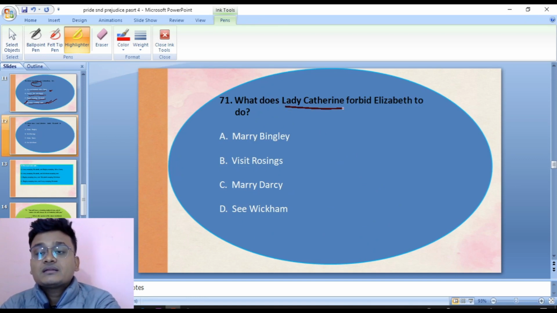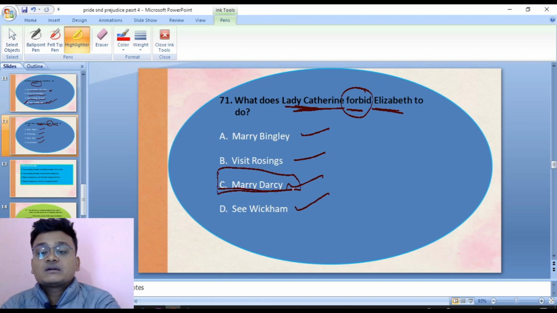Now move to question number 71. What does Lady Catherine forbid? What was Lady Catherine forbidding Elizabeth to do? The options: to marry Bingley, to visit Rosings, to marry Darcy, to marry Wickham. So option number C, that is Lady Catherine de Bourgh was forbidding Elizabeth to marry Darcy. So option number C is the right answer.